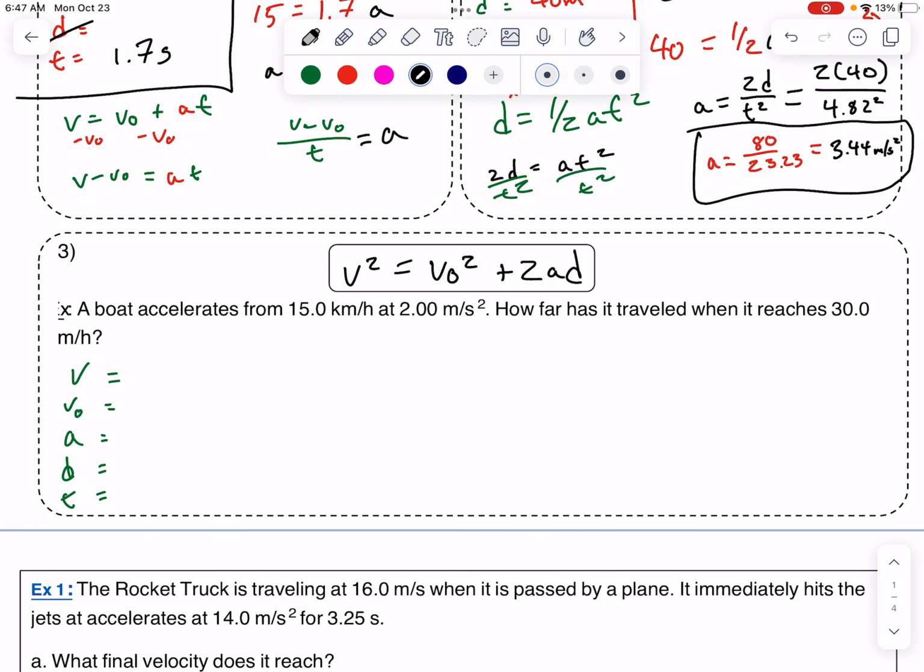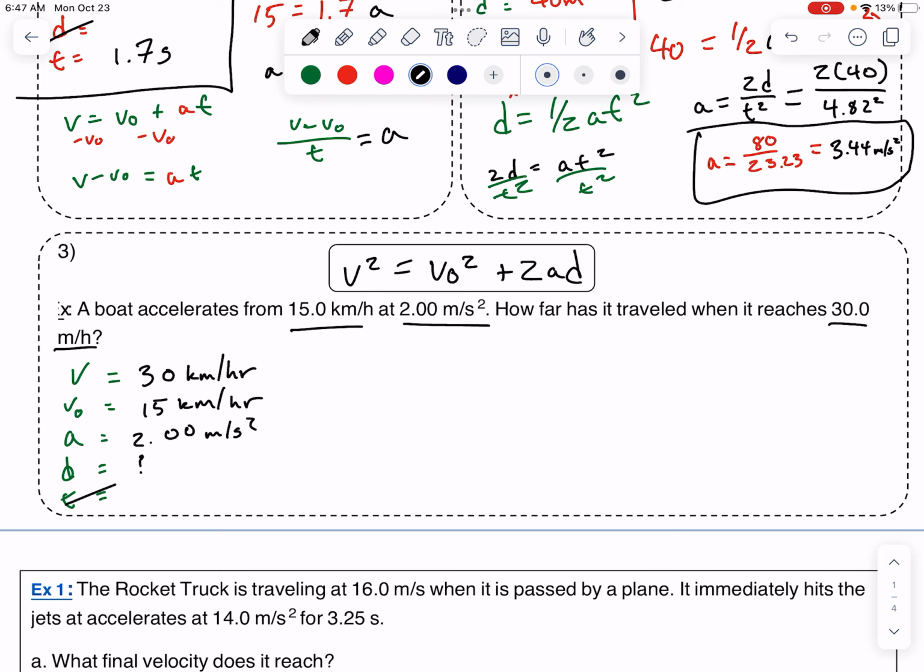Okay, so our final velocity here is 30 kilometers per hour, when the car reaches 30 meters. Let's start at 15 kilometers per hour. And we know the acceleration, and we're trying to find the displacement. So we don't know, don't need time.